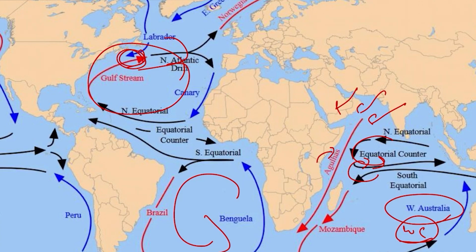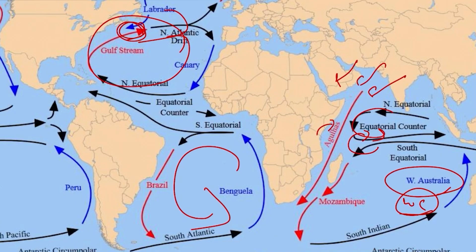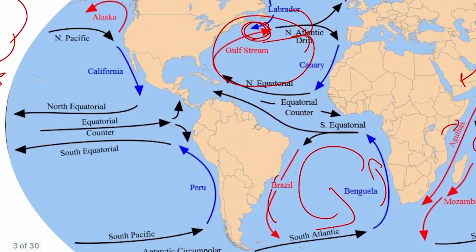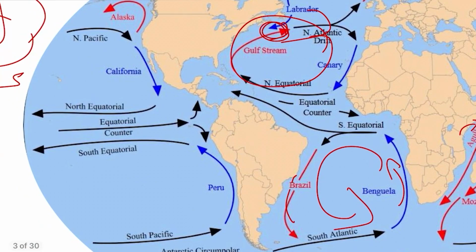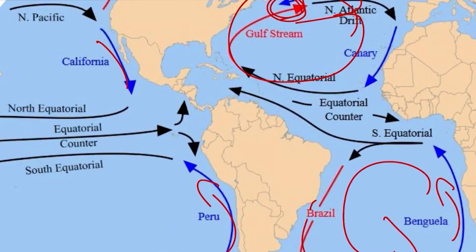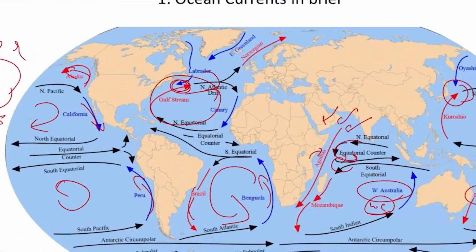And then we have the South Atlantic Ocean. Here we have the Brazilian warm current and the Benguela cold current. Okay, so remember them. And then to the Pacific Ocean. Here we have the Peru cold current, the Californian cold current and the Alaskan warm current. And again, we will go with the anti-clockwise and the clockwise directions. Okay, so these are some of the currents.